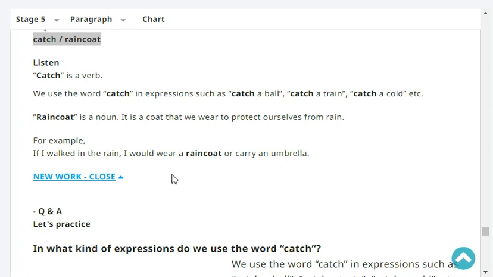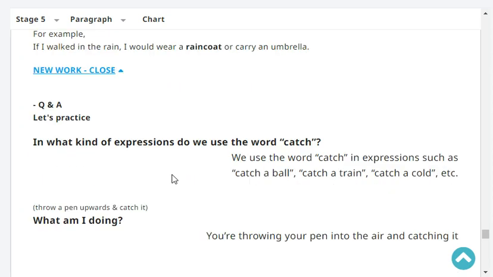For example, if I walk in the rain without wearing a raincoat or carrying an umbrella. Let's practice. In what kind of expressions do we use the word catch? We use the word catch in expressions such as catch a ball, catch a train, catch a cold, etc.